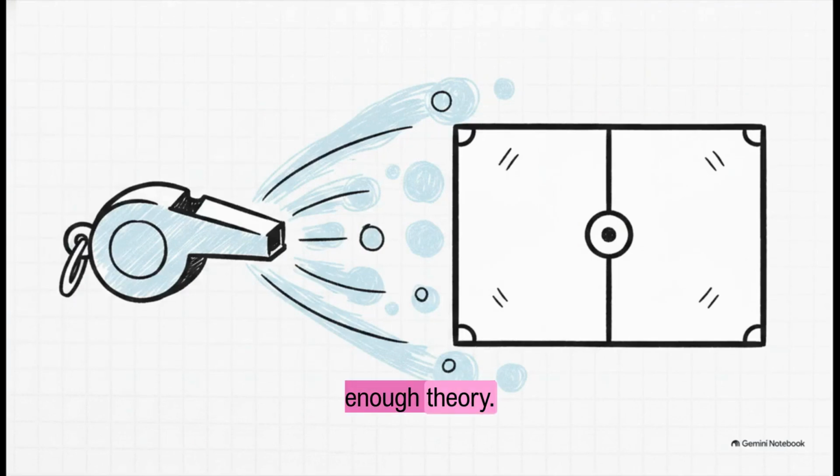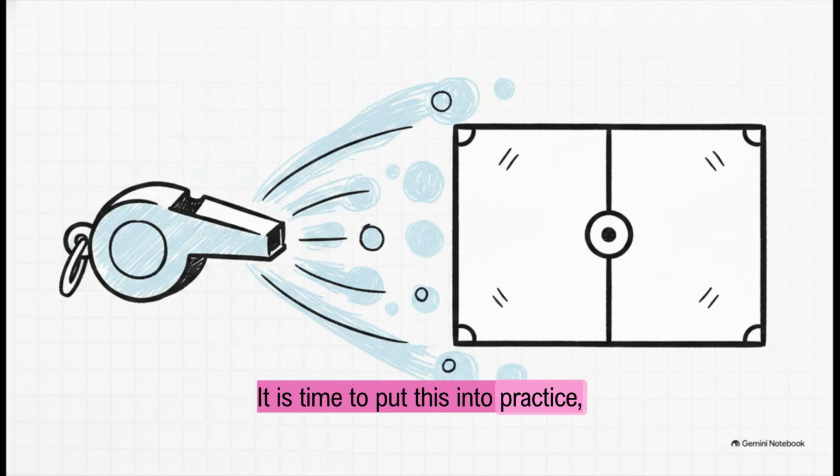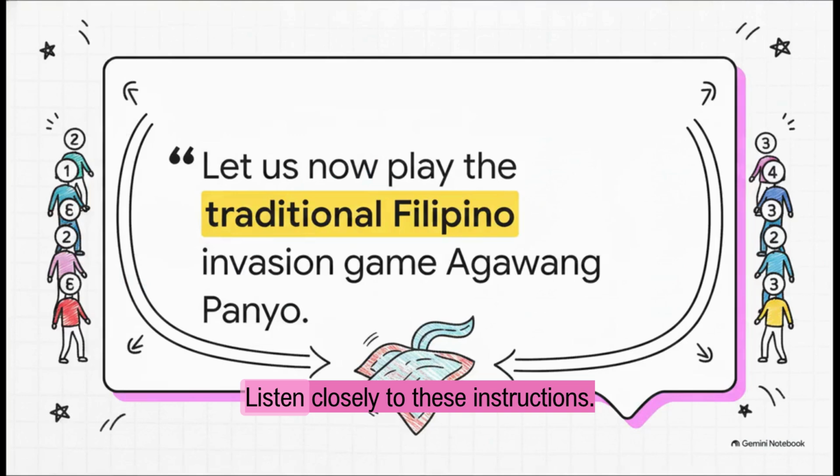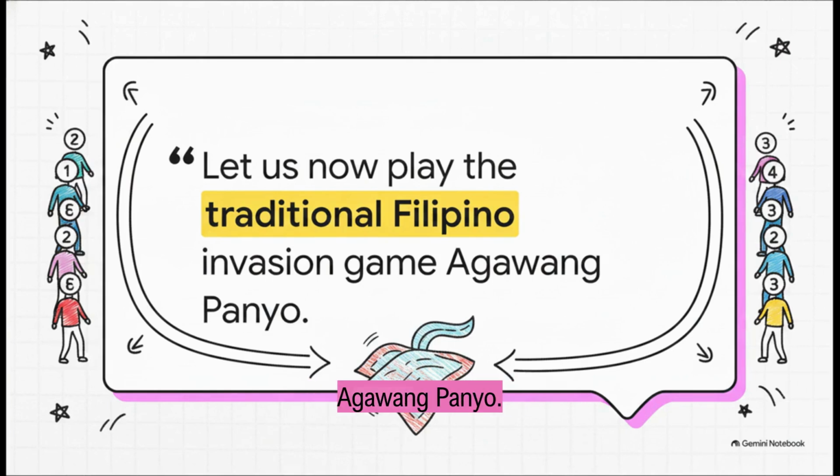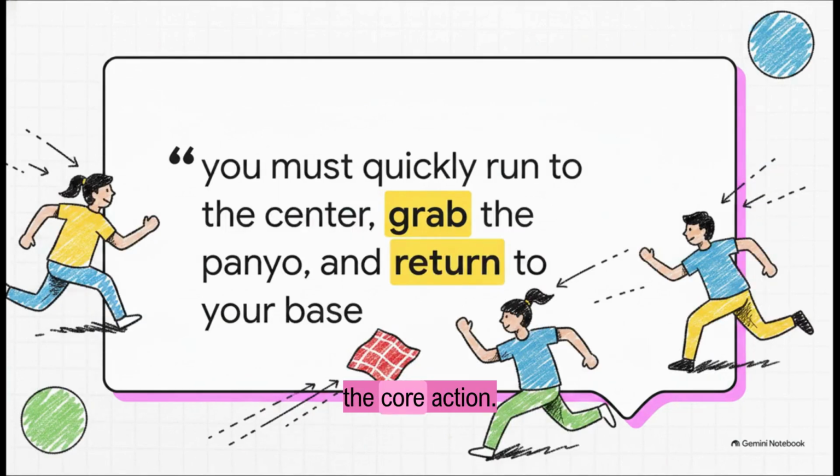All right, enough theory. It is time to put this into practice with the general directions for our group activity. Listen closely to these instructions. Let us now play the traditional Filipino invasion game, Agawang Po. I will divide you into 2 teams, each with assigned numbers. A handkerchief will be placed in the center. Next up, the core action.